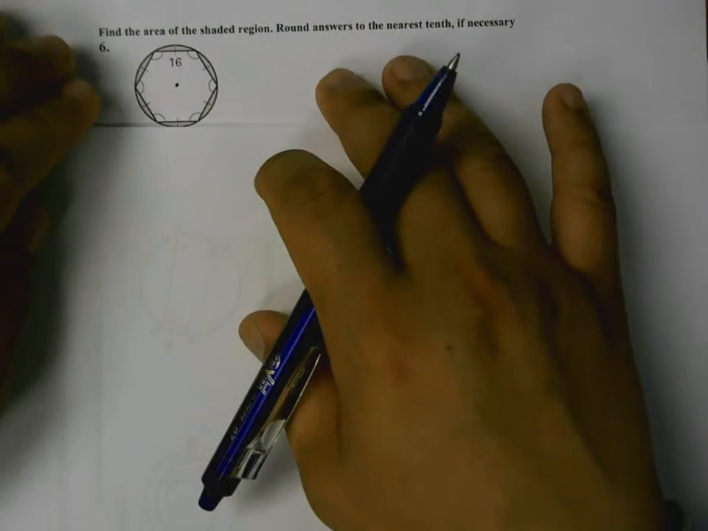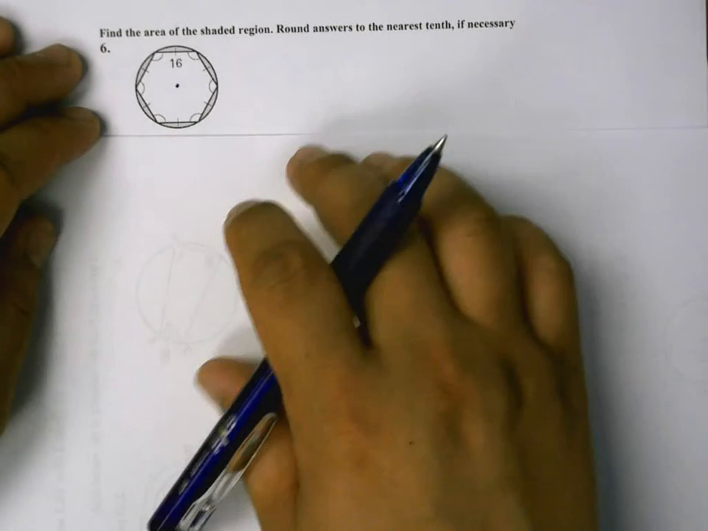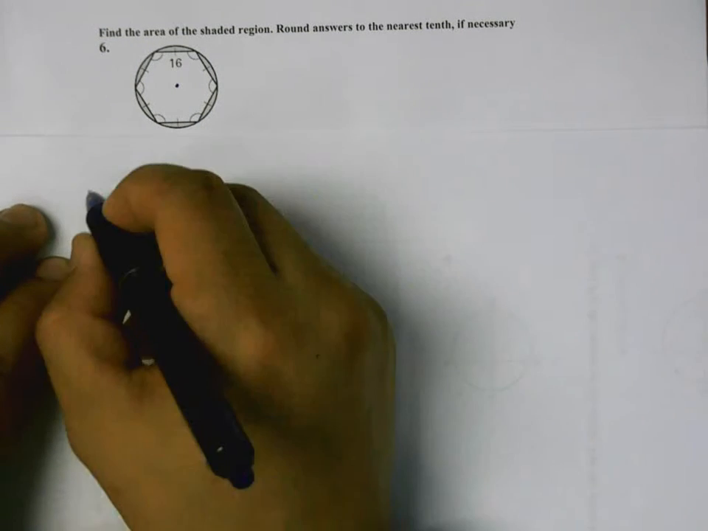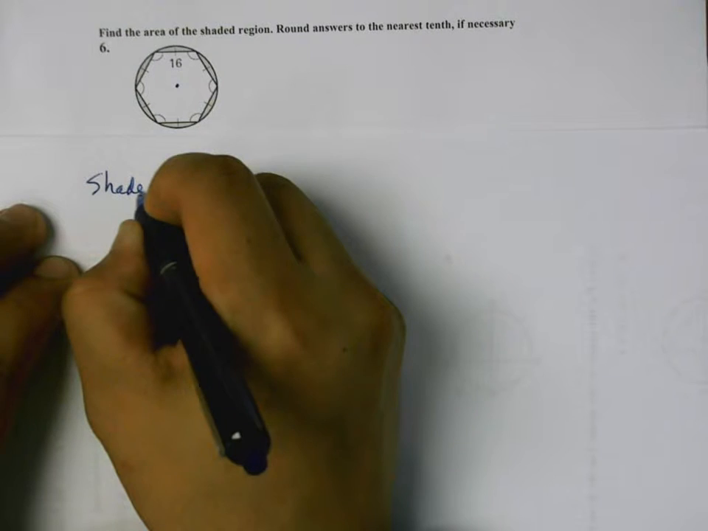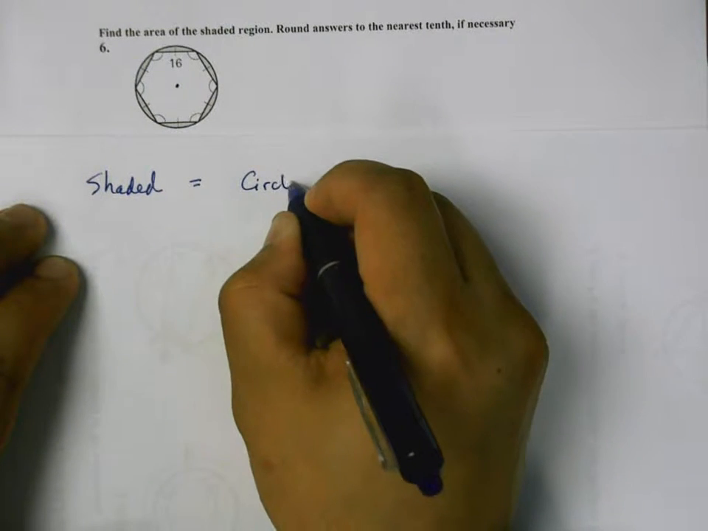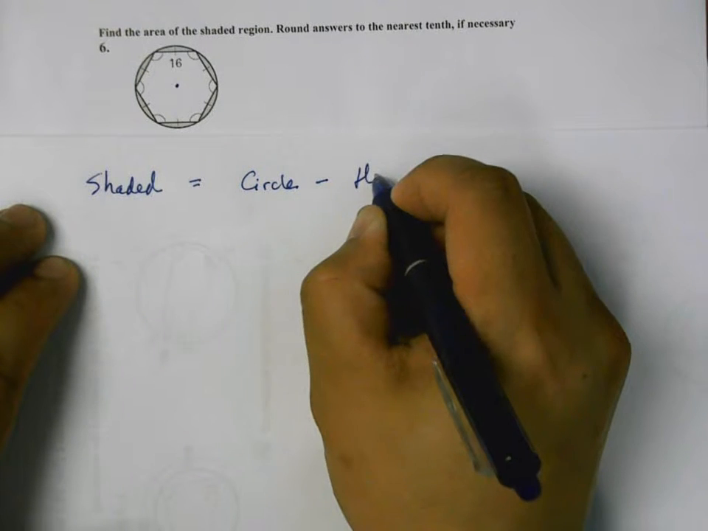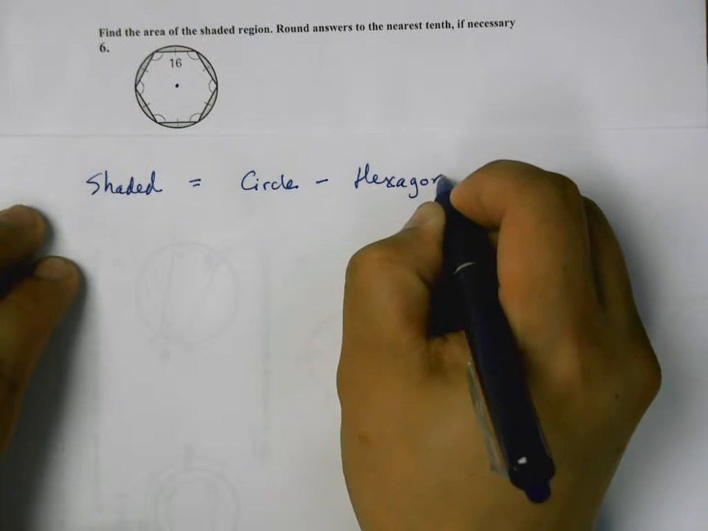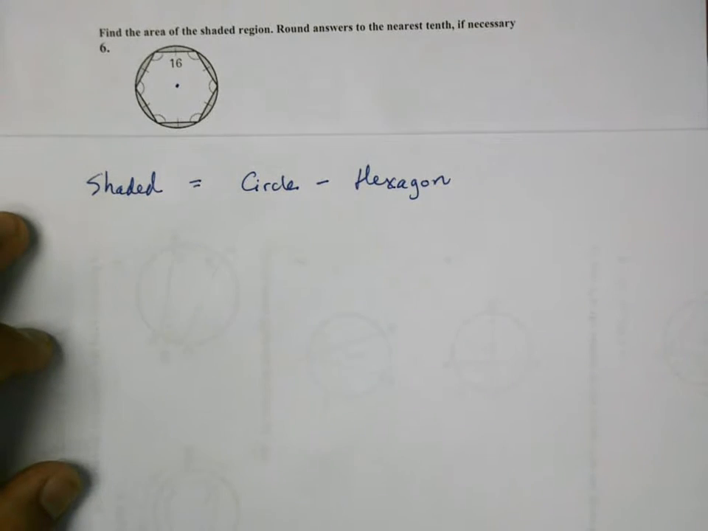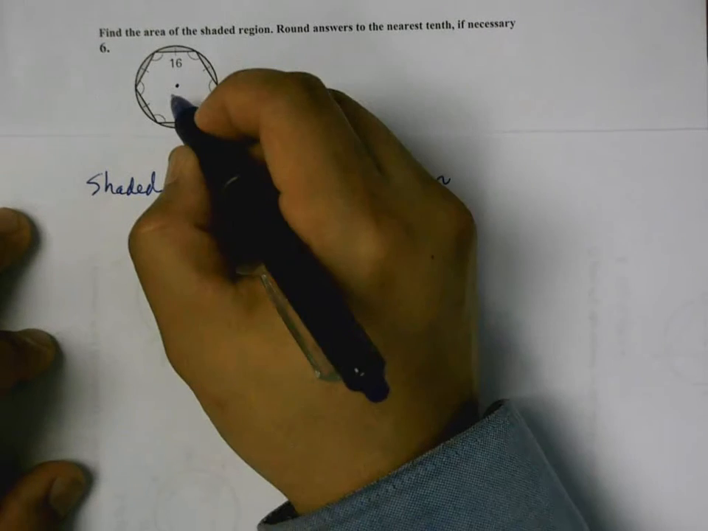Alright, so we've talked about finding areas of regular polygons, and now we want to take a look at some more complicated examples where we're looking for the area of a shaded region. And just the overall view here, in this case the shaded region is equal to the circle minus the hexagon. So we have to find the area of two different objects here and then put them all together, or subtract the two of them from each other.